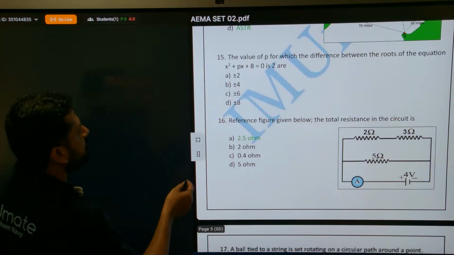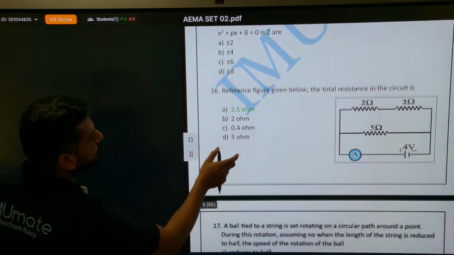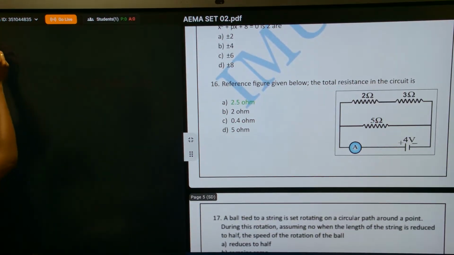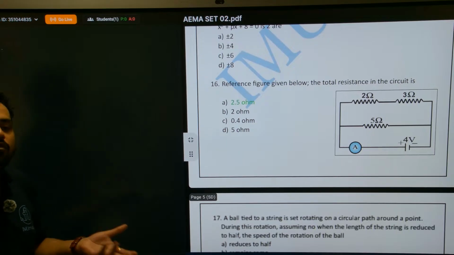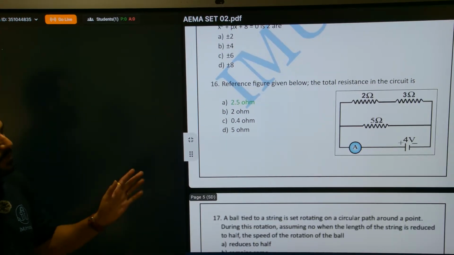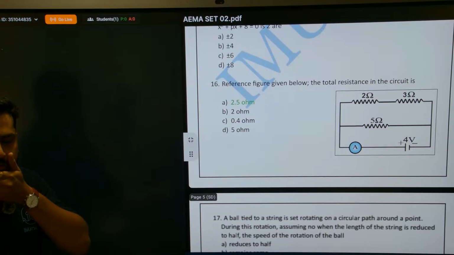Okay, now 16 we have. Very good, a good looking question. So in the reference figure, you have to find out total resistance in the circuit. Here the total actually means equivalent resistance. Please try to solve it by yourself.